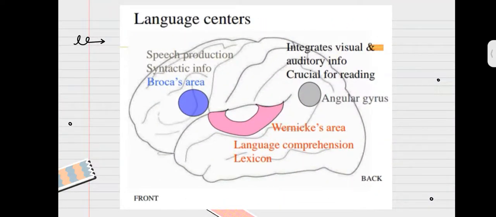And here the picture about language centers. On the left is Broca's area, speech production, syntactic info. And on the right is angular gyrus, which integrates visual and auditory info, crucial for reading. And at the bottom is Wernicke's area, which is for language comprehension, lexicon.